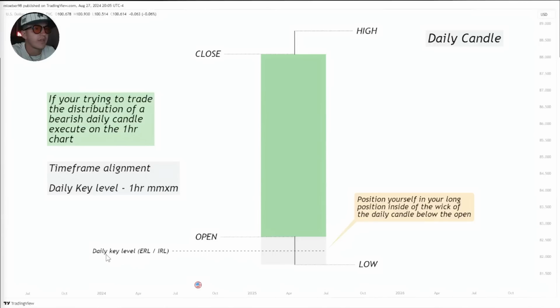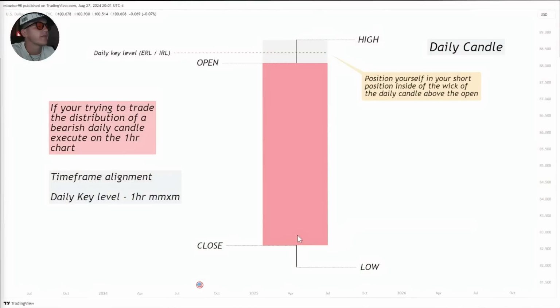So here we have a run into an external or an internal range liquidity pool on the daily candle, and we want to be positioning ourselves long inside of the wick below the daily open. And we're able to frame a market maker buy model on the hourly, identifying a position entry inside of this wick so that we can catch the candle expansion higher to whatever external range target we have on that daily chart. Same thing goes for a daily bearish candle for an open high low close.